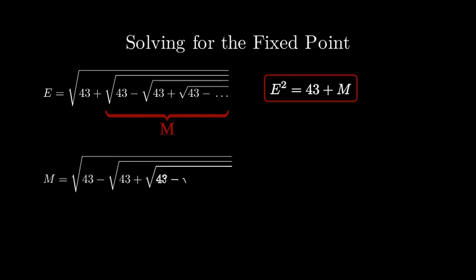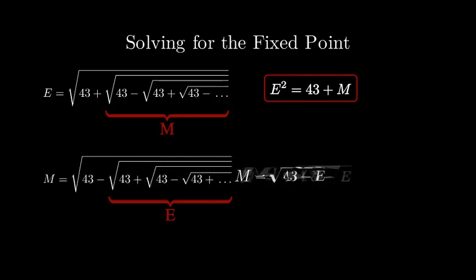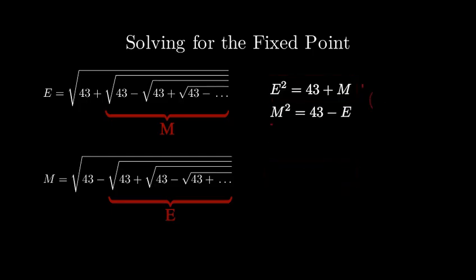Now, let's isolate the structure we called m earlier. Again, we define the inner expression, this time in terms of E. This gives us m equals the square root of 43 minus E. Squaring again, we now get m squared equals 43 minus E. We'll also save this second equation. Now we're ready to connect them. We place both equations together so we can compare and subtract them directly.